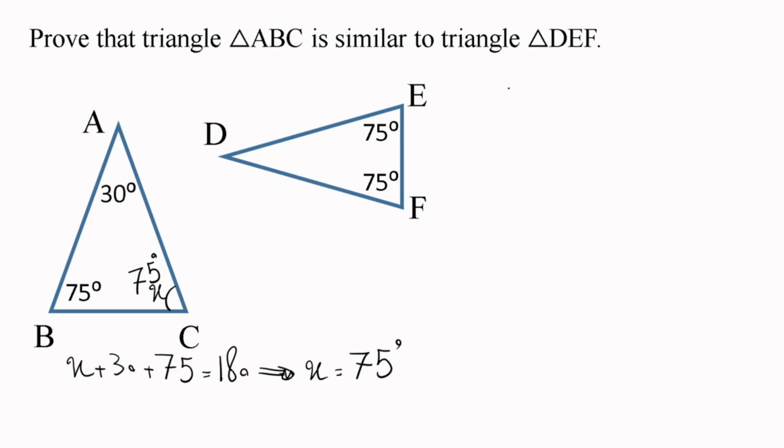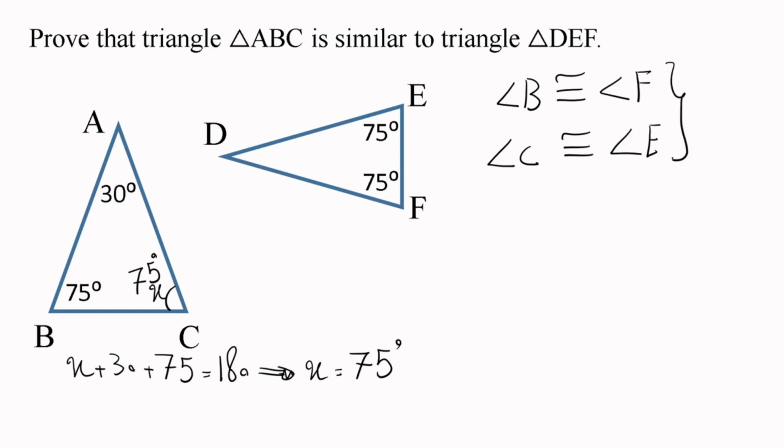Now I can realize that angle B from the first triangle is congruent to angle F from the second triangle, and angle C from the first triangle ABC is congruent to angle E. So based on AA method, I can realize that triangle ABC is similar to triangle DEF. Really easy.